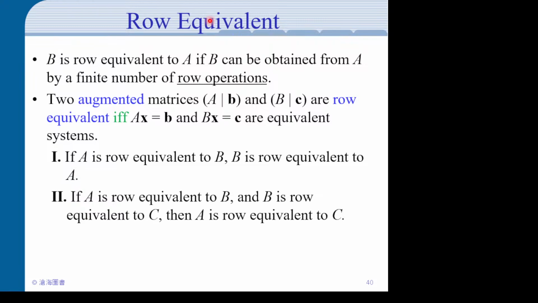And also, this row equivalence has some algebraic properties. So first is symmetric. If A is row equivalent to B, then B is also row equivalent to A, because every row operation is invertible. So you can just do the inverse row operation and get back to A. And also, if A is equivalent to B, B is equivalent to C, then A is equivalent to C. So you can get B from A, you can get C from B, then you can get C from A. Okay, so it's transitive.